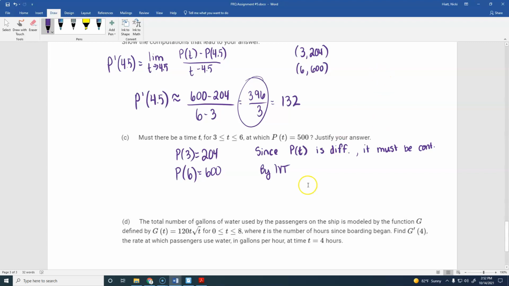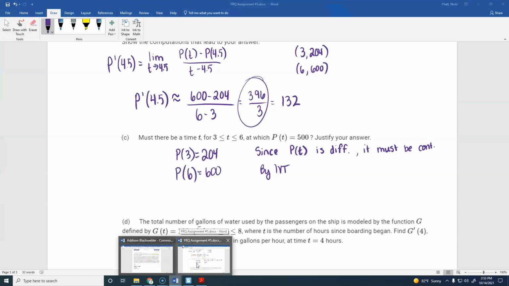Intermediate value theorem says 204 equals P of 3 is less than 500 is less than P of 6 equals 600, so there is some value T such that P of T equals 500 on the interval. Can you say that again? It's on the answer key.